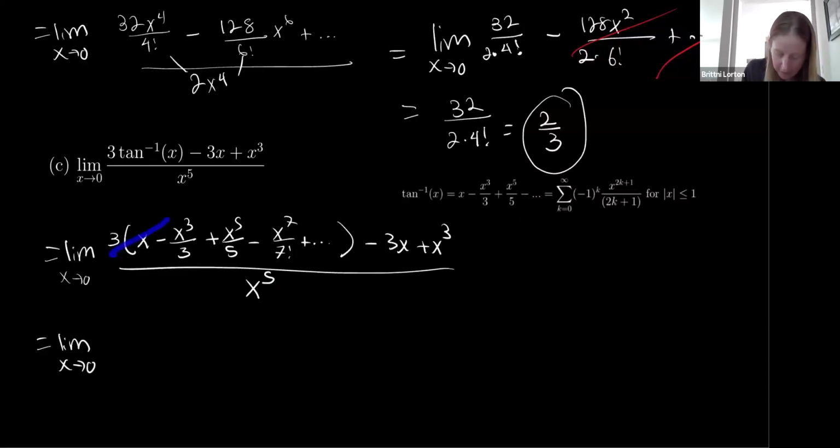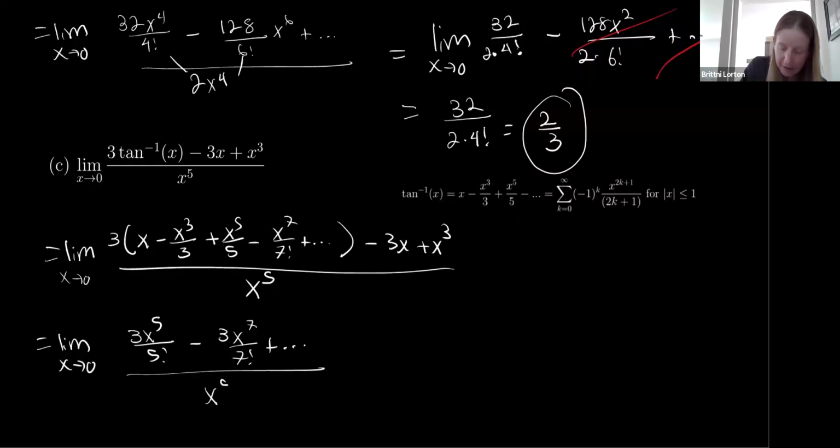The 3x would have canceled. The x cubed would have canceled. And I got 3x to the 5th over 5 factorial minus 3x to the 7th over 7 factorial, dot, dot, dot, divided by x to the 5th. But now I'll break up the fraction, and each one of those is divided by an x to the 5th, which made that just a 3 over 5 factorial.